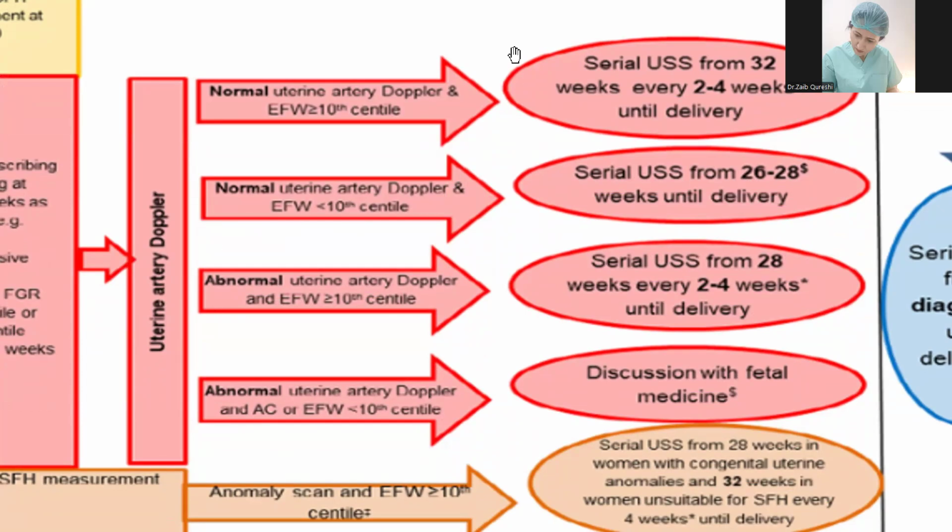When we say serial ultrasound, it has to be fortnightly most of the time. Okay, it has to be fortnightly. All right, then the third category is abnormal uterine artery Doppler. See, now abnormalities are kicking in. Abnormal uterine artery Doppler plus, but what is happening? Fetal weight is normal, more than or equal to 10th centile.